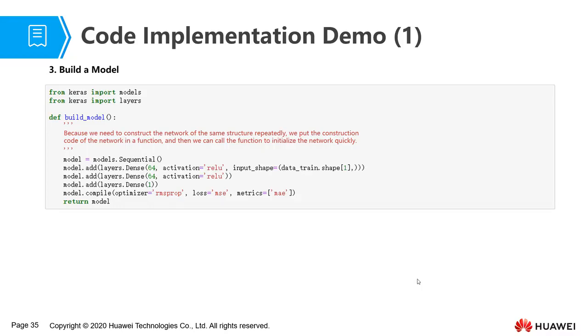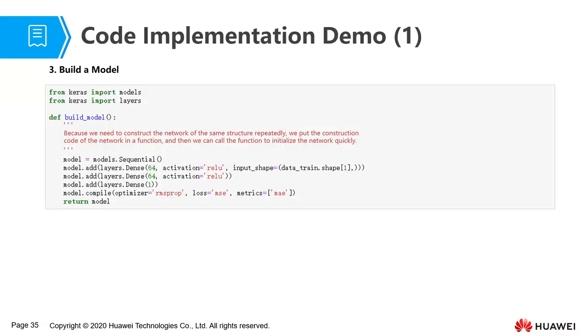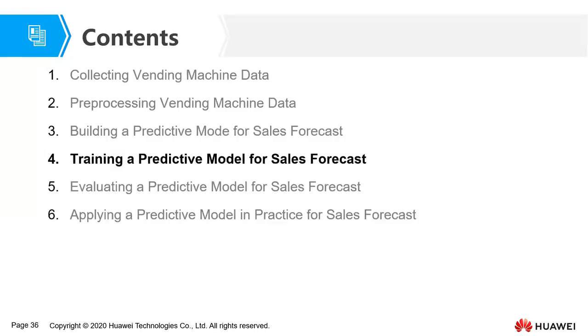The last layer is the output layer. The RMSprop optimizer is used in the model, and the loss function is defined as the MSE loss function. Finally, return the model, which is part of our definition of the model. Next, let's see how to train the model.